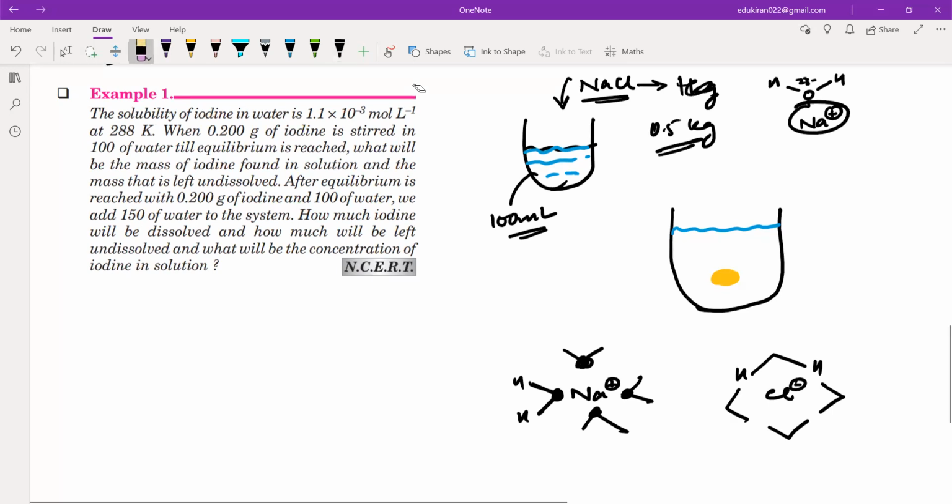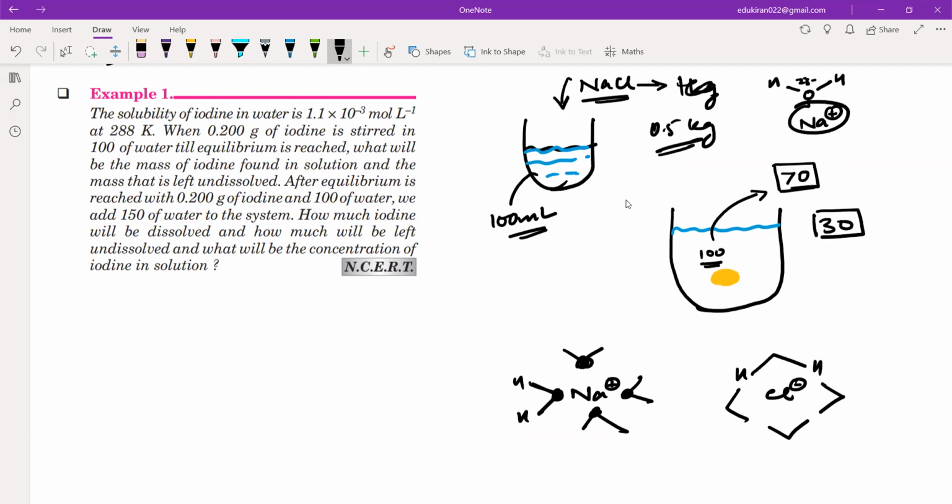Okay, fine. Now, let me ask you, what do you think? Let us say there were 100 different molecules of NaCl. And out of the 100, let us say that 70 got dissolved and 30 were undissolved. Any problem till here? I'm going really slowly. Please tell me yes or no. No, sir. Okay, fine.